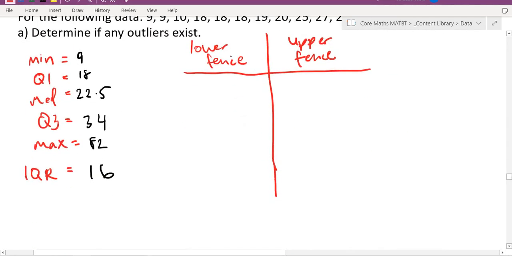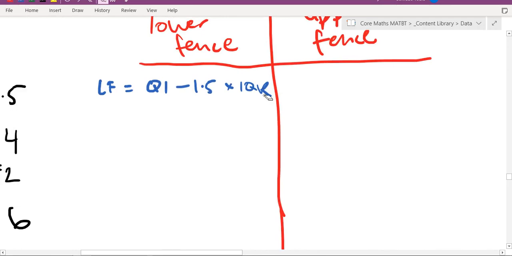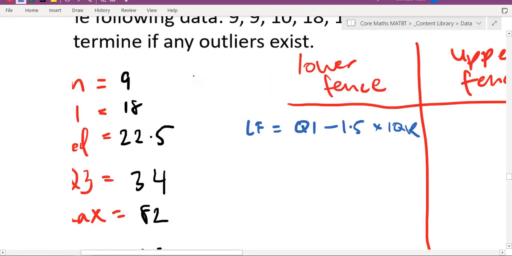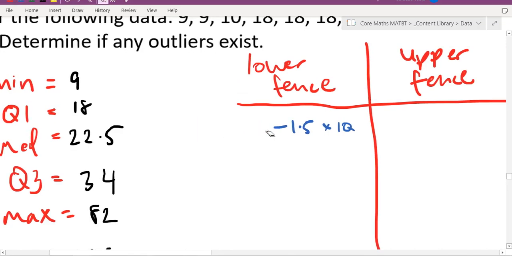Right, your lower fence formula, always write it down. So for LF, or lower fence, it's going to be Q1 take away 1.5 times IQR. So that's your lower fence formula. I'm going to rewrite it so it's neater. So the lower fence is equal to Q1 take away 1.5 times the IQR.